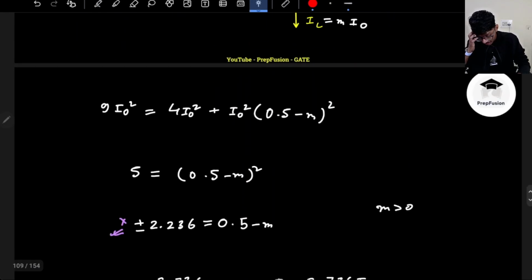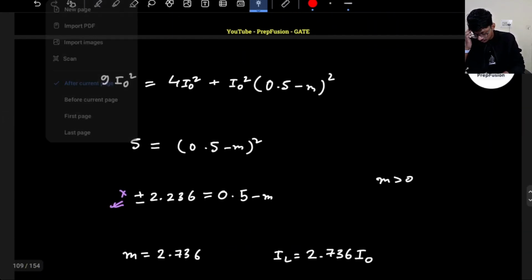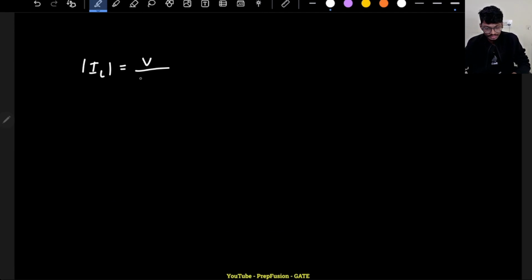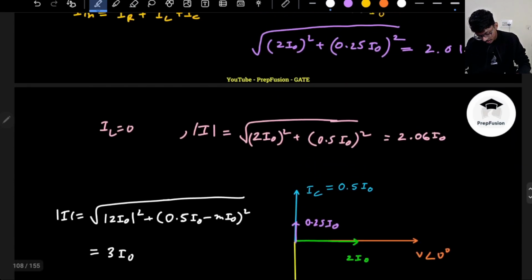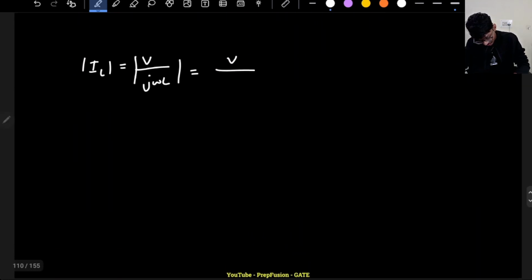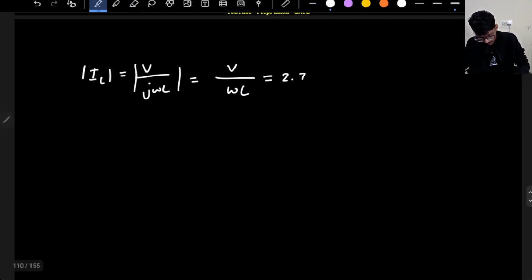One thing I know is that the magnitude of the current across the inductor is also equal to the voltage divided by the magnitude of the inductive reactance, that is omega L. V is some unknown value, omega they have not given, and L is also an unknown value. I don't know omega L, but this is equal to 2.736 I naught.